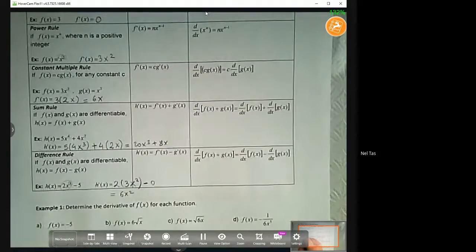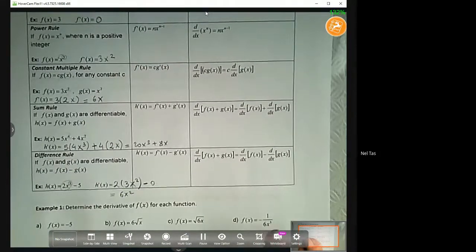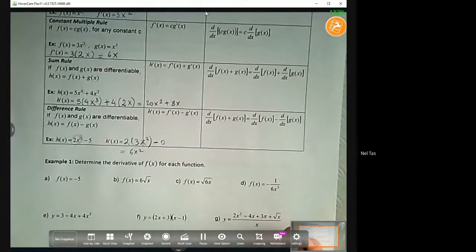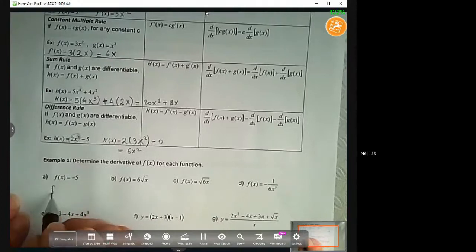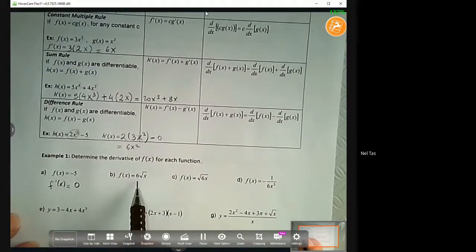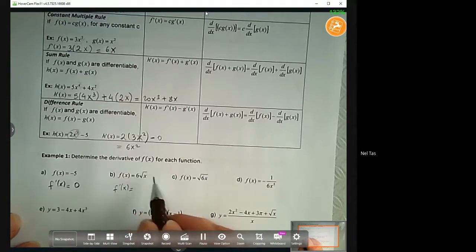So let's look at some examples here. Determine the derivative of f of x for each function. So you have f of x equals -5. So that's a constant. So derivative of it will be 0. Let's say you have f of x equals 6 times square root of x. Okay, so we said that you keep the constant. Well, to be able to do this, write the radical first with a rational exponent.